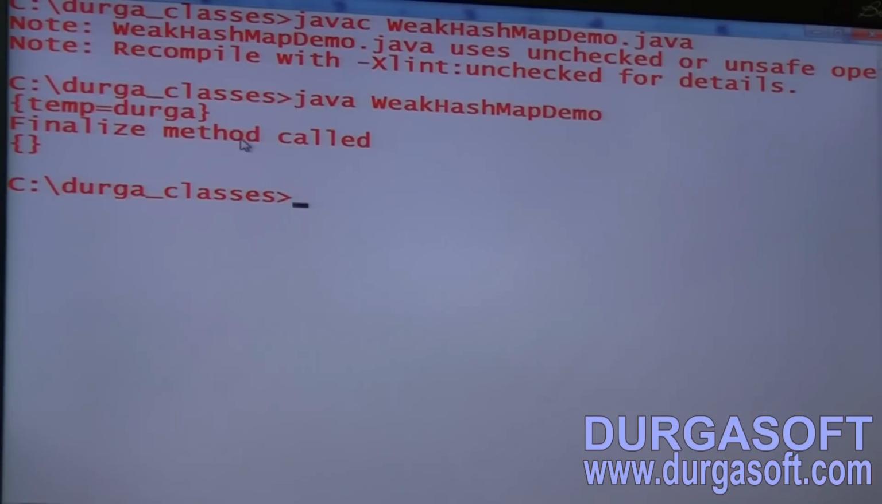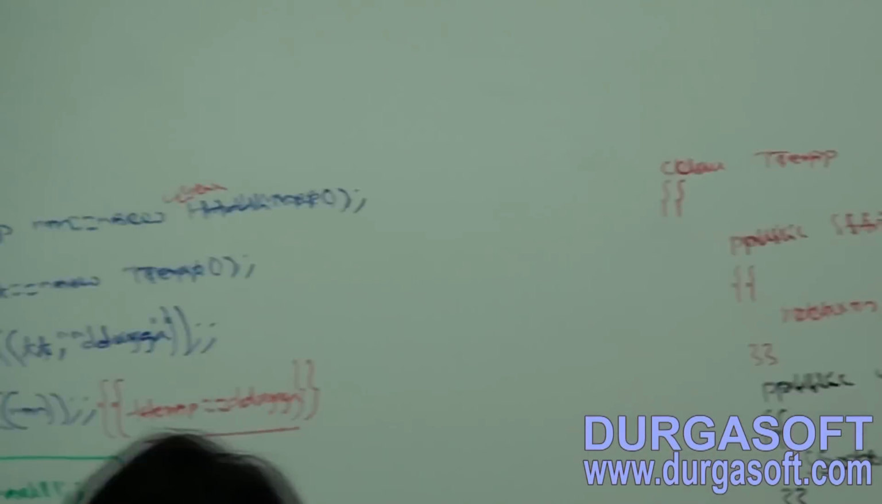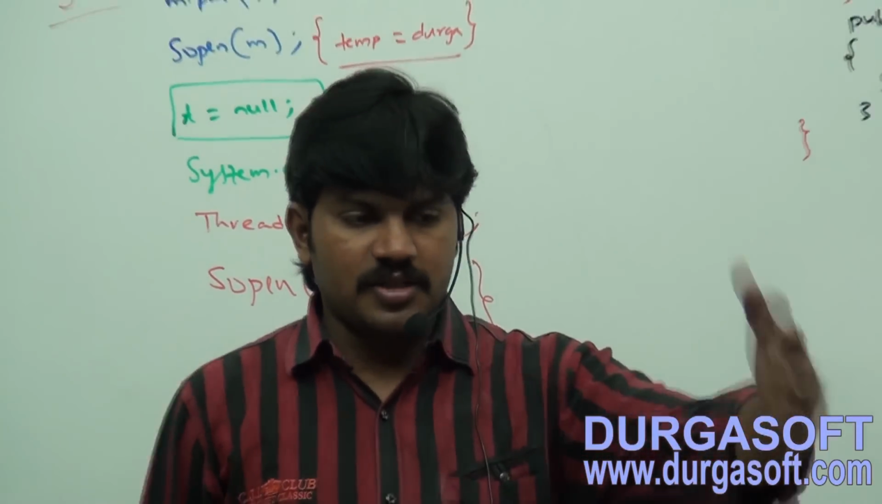Now curly brace open and close. Where is the temp is equal to Durga? Not there, because of the reason you are aware of. Is it clear for all of you, right? No explanation is required. So this is what WeakHashMap is: normal HashMap, WeakHashMap. I hope the terminology is clear at this point.